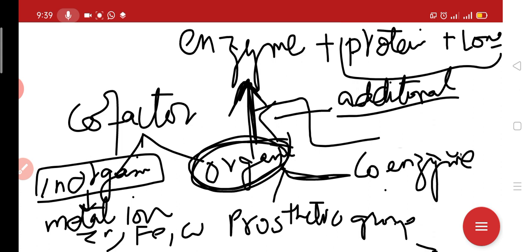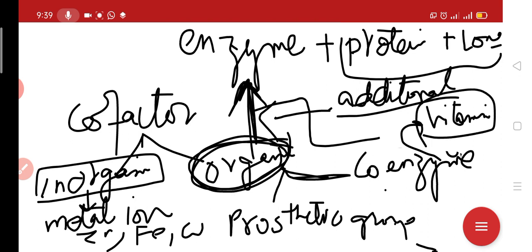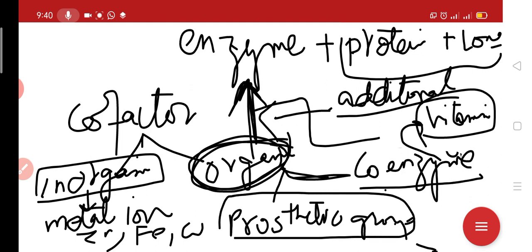The most common examples of coenzymes are the vitamins. Some common vitamins are flavin, thiamine, folic acid. These are vitamins which act as coenzymes: when the enzyme needs that organic compound, it attaches with the enzyme, and the enzyme gets activated. While the prosthetic group cofactors are tightly attached with the enzyme, and the example is heme.